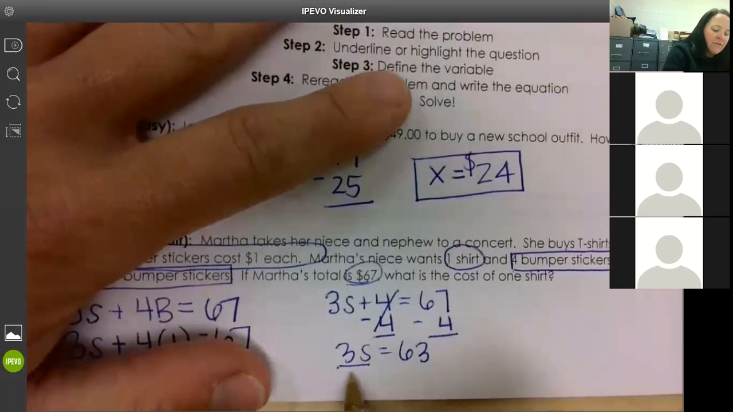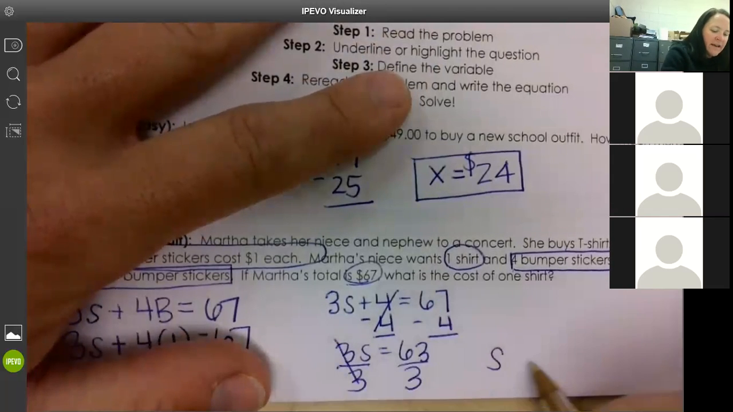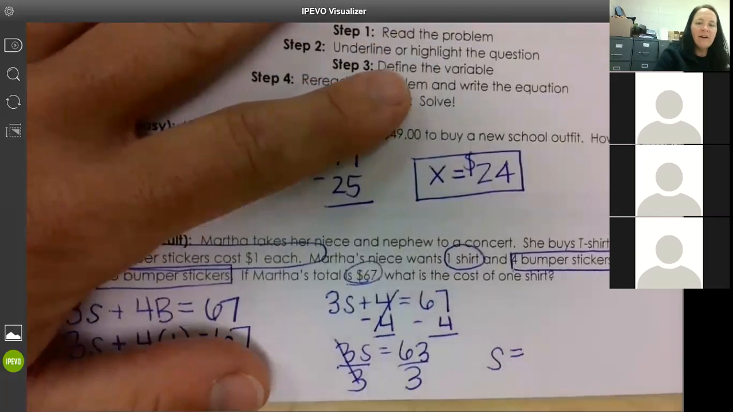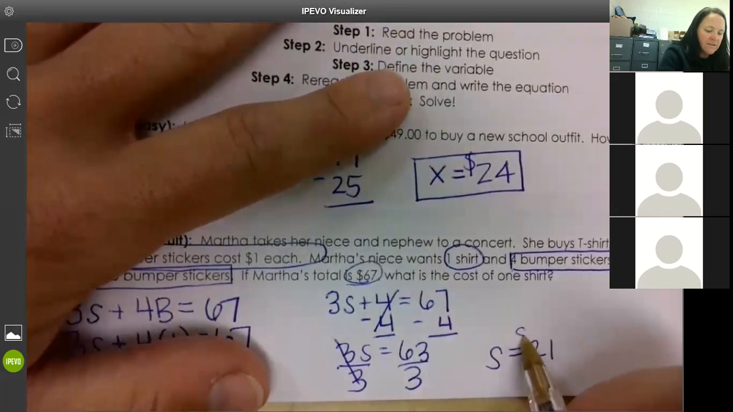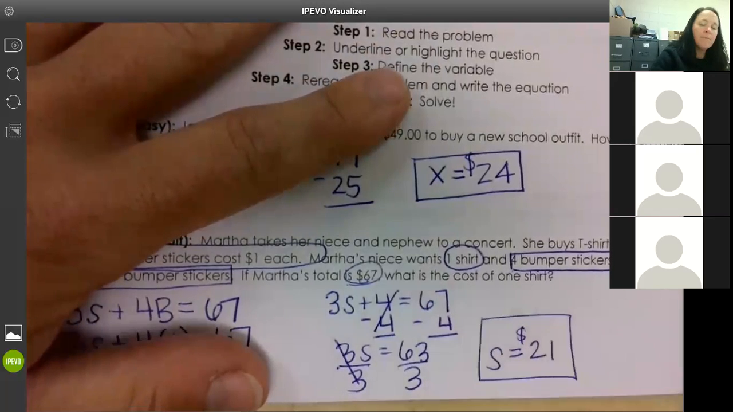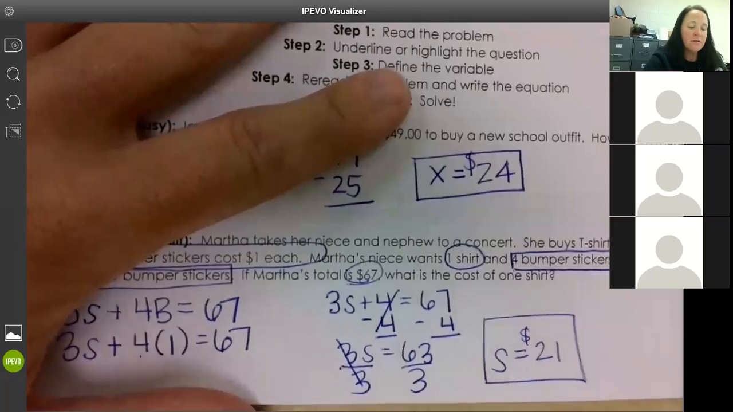Okay, finish it out by dividing by 3. And that gives us S equals what? 63 divided by 3. 21. Yes. So how much does a shirt cost? $21. That's an expensive shirt.